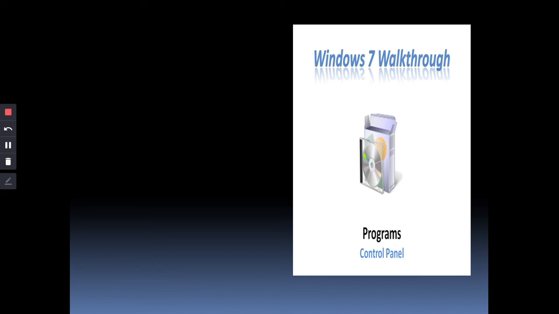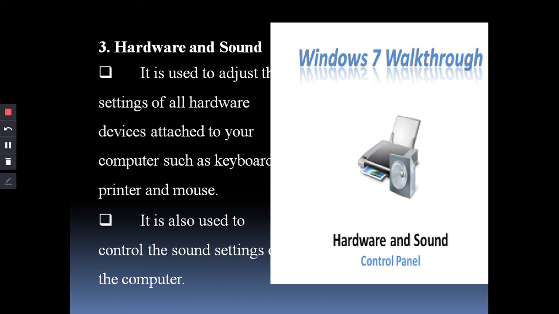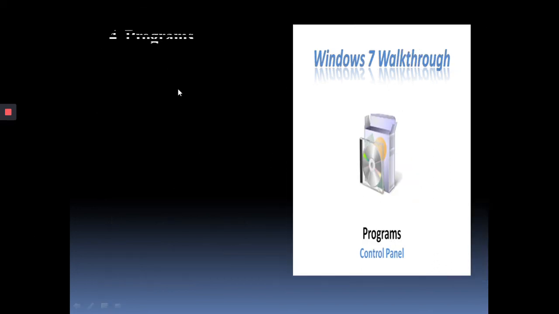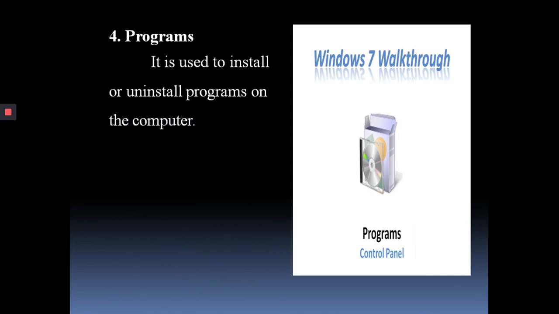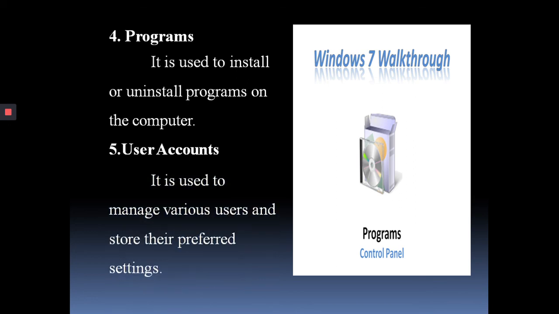Okay, hardware and sound means if you want to install any hardware device like a Bluetooth keyboard or mouse, any wired keyboard or mouse, or a printer, we have to use this category, hardware and sound. Okay, if we want to install or uninstall any software, we have to use the programs category. Okay, the fifth one is user accounts. It is used to manage various users and store their preferred settings.